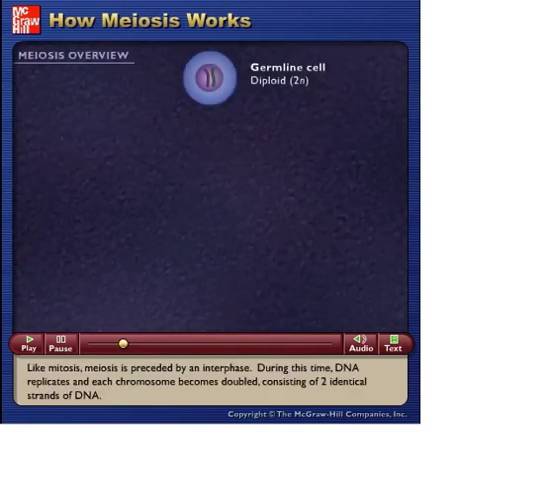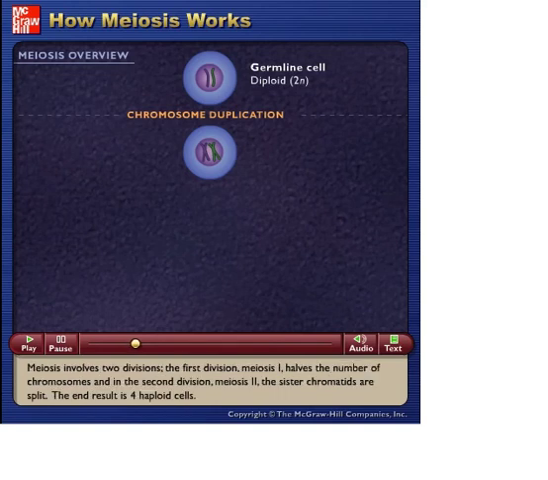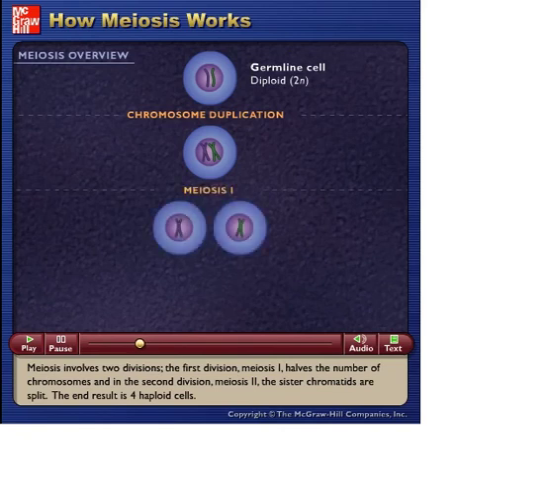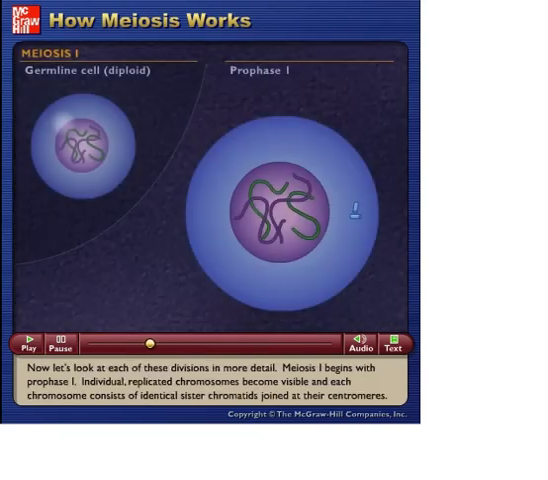Like mitosis, meiosis is preceded by an interphase. During this time, DNA replicates and each chromosome becomes doubled, consisting of two identical strands of DNA. Meiosis involves two divisions. The first division, meiosis I, halves the number of chromosomes, and in the second division, meiosis II, the sister chromatids are split. The end result is four haploid cells. Now let's look at each of these divisions in more detail.